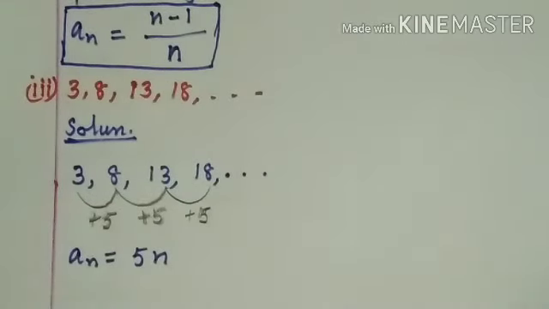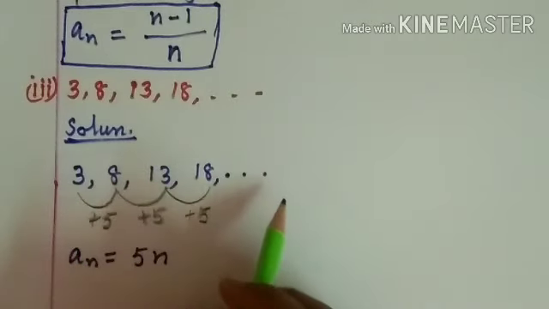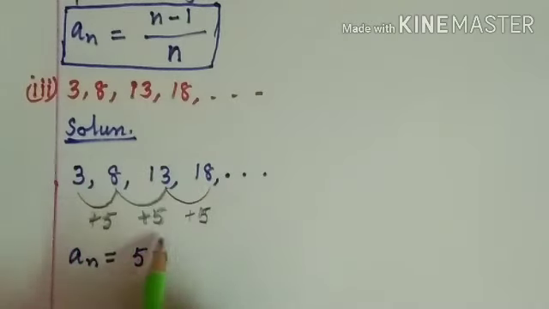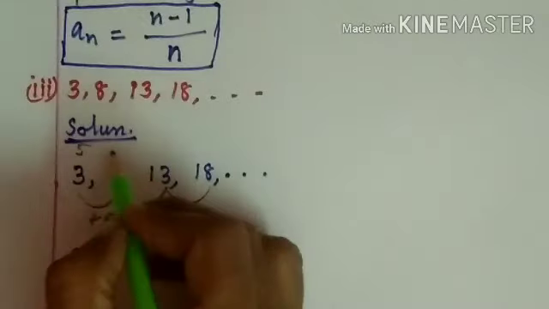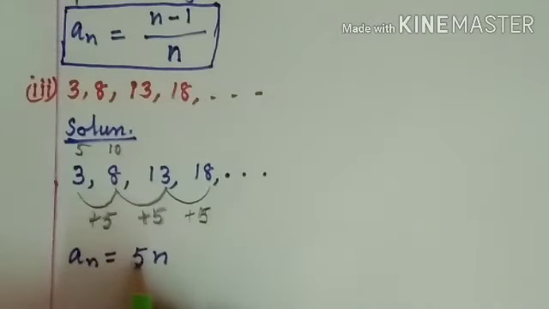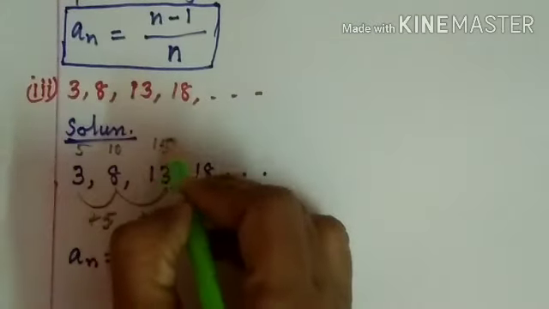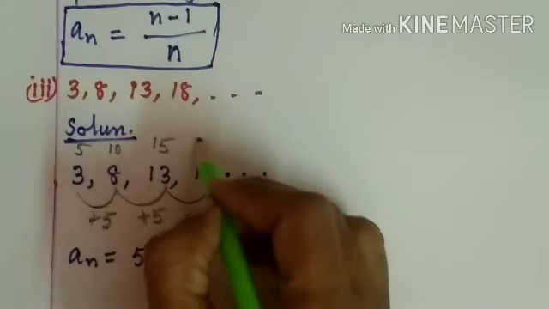Now, you have to write the nth term above the sequence. We know that n always belongs to natural numbers. Therefore, 5 into 1 is 5, 5 into 2 is 10, 5 into 3 is 15, 5 into 4 is 20.